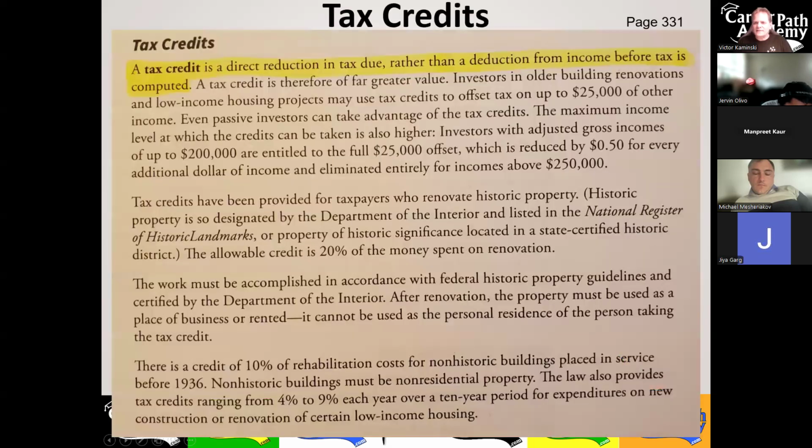I'll leave that up to your tax experts. We don't need to know any of that stuff for exams. Taxes and tax situations change all the time.